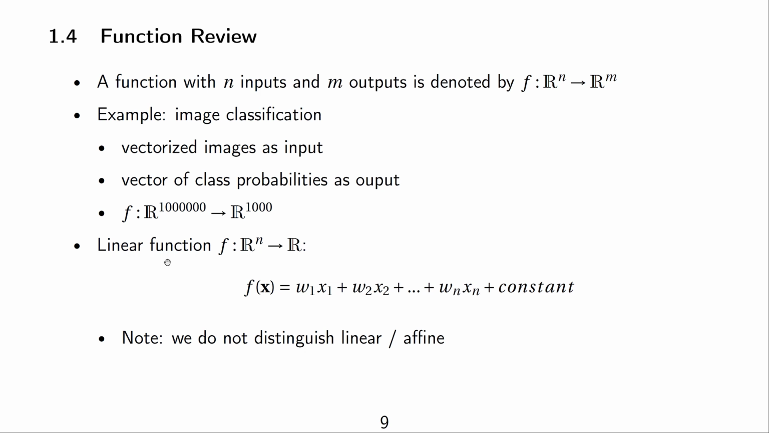Another concept is the idea of a linear function, and for now we look at the linear function that has a single scalar as output. This linear function takes an n-dimensional vector as input and maps it to a single scalar. The linear function that we look at has this particular form: f of this input vector x equals w1 times x1, that is some scalar parameter times the first component of the input vector x, plus some other scalar parameter w2 times the second component of the vector, and so on and so forth. At the end, we'll have a constant that is also a parameter of this function. Note that we don't really distinguish between linear and affine here. We'll just call everything linear, irrespective of whether there is a constant in the end or not.